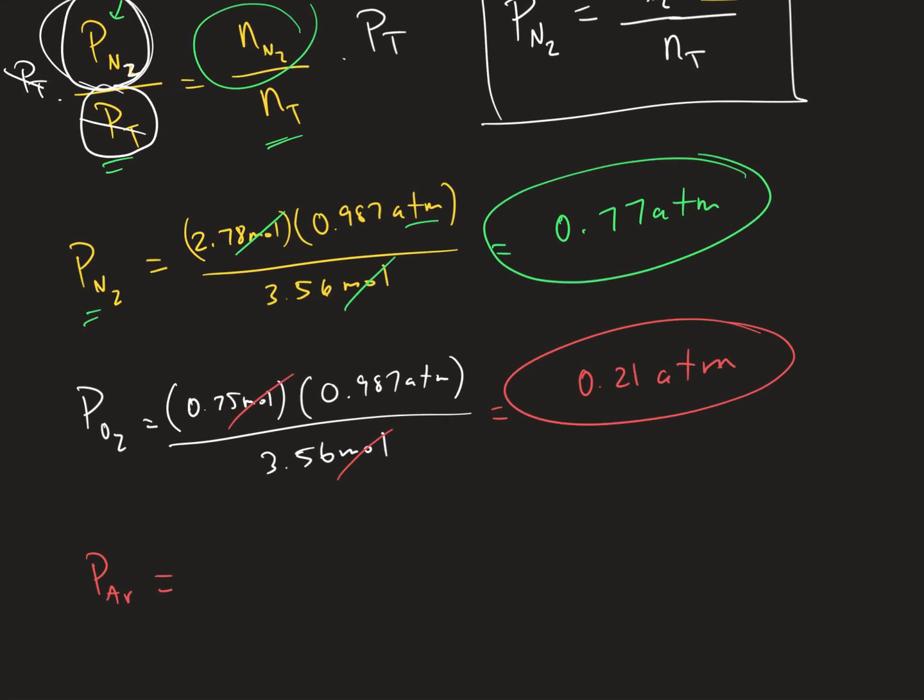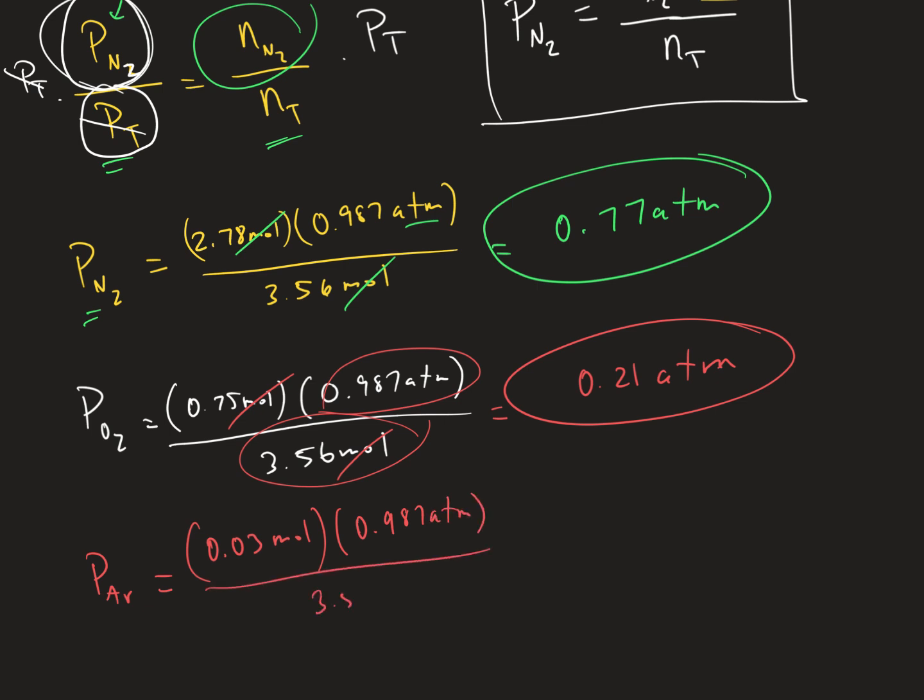What goes on top? Moles of argon times... what's the moles of argon? 0.03. Does everybody understand this, or are you lost somewhere? And this is still the total pressure, this is still the total number of moles, so that stays the same. And we get 0.008 atm.